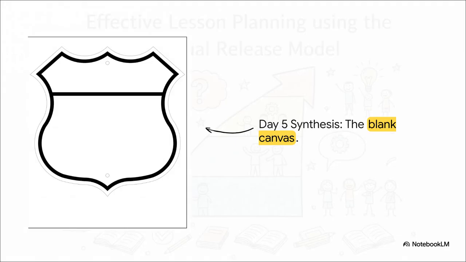Which brings us to the culmination of the whole shebang, the blank canvas. After 4 solid days of explicit modeling, collaborative practice, and highly scaffolded independent work, students are handed this blank shield template. They are tasked with independently applying their new knowledge of symbolism to their own hometown community. They might draw the Devon Tower, the Thunder basketball logo, or a scissortail flycatcher. This right here, this is what Level 4 extending mastery looks like in the wild.